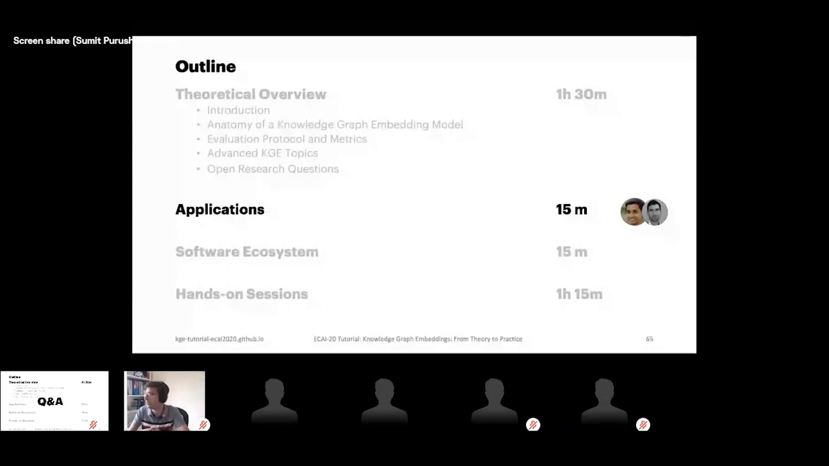But I agree with you. It would be interesting to see what happens with a good experimental analysis when we replace that with better ways to generate negatives. All right, so I don't have time to take other questions live, but I will get back to you on the chat. I will hand over now to Sumit and Nick for the applicative part. Sumit and Nick, all yours.